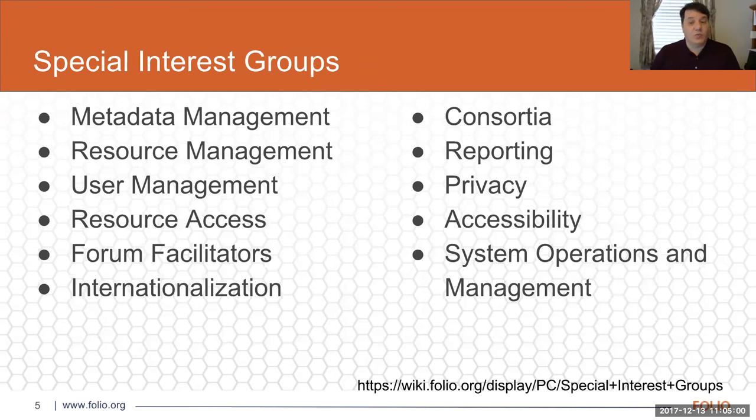Some have done a chunk of work and have now suspended their activity until parts of the project catch up with them. Some, like the accessibility and the system operation and management SIGs, just got going in the last 2 months. The product council has an ongoing discussion about a SIG for special collections and archives, and there is interest in having a SIG that looks at how repositories integrate with Folio. So I expect more special interest groups to be created in 2018.